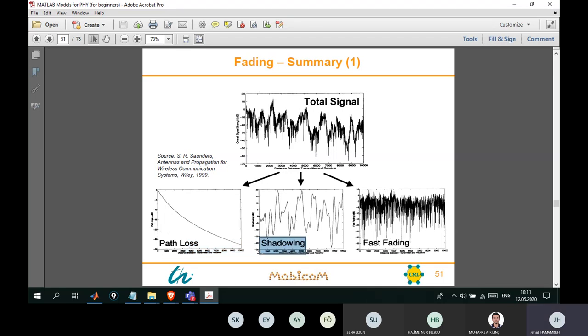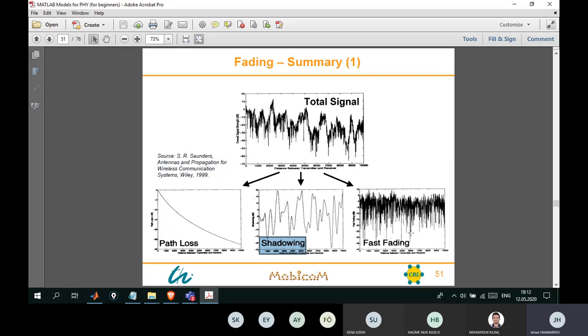The second effect due to channel is shadowing. What's shadowing? You are going far from the base station, but while you are going farther from the base station, there is a building also between you and the base station, let's say. And the signal needs now to penetrate through the building until it reaches you. Now this will cause sudden degradation and sudden fall in your received signal power.